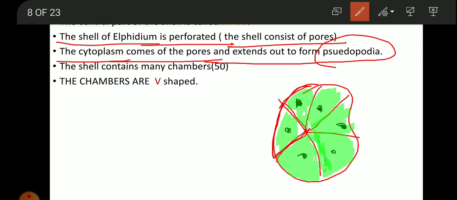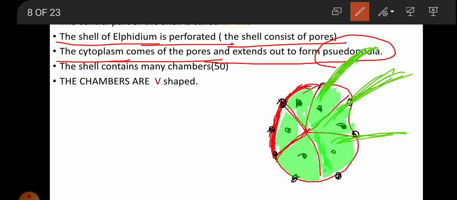The outer shell consists of pores. Pores means holes. I've told you earlier that it consists of pores. From these pores, this green color cytoplasm will come out to form pseudopodia. Pseudopodia means false feet, false projections.